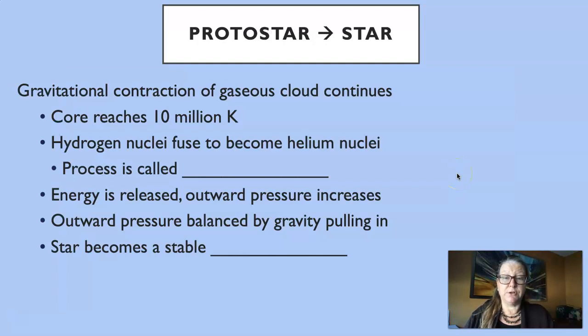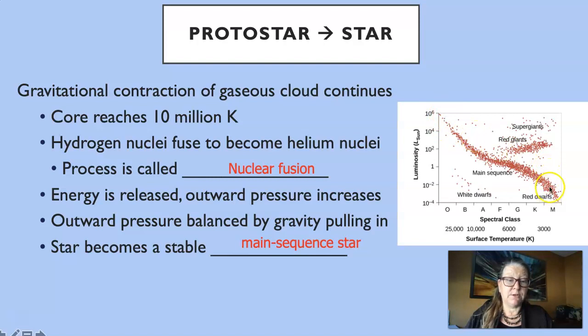The key to a protostar becoming a star is fusion. As gravity continues to collapse the cloud, the core heats up more and more, and eventually at 10 million degrees Kelvin, the hydrogen fuses into helium. This is called nuclear fusion. Again, the energy is released and pushed outward, balance is pulling inward, and we get a stable main sequence star.